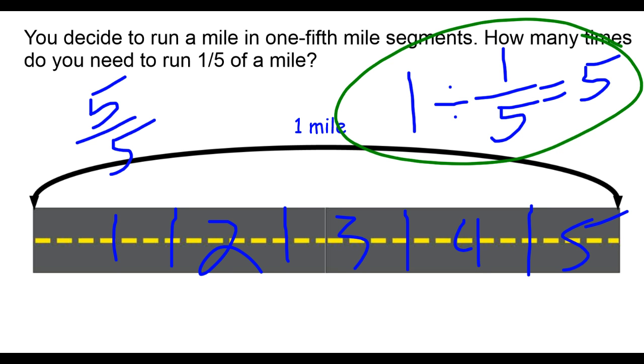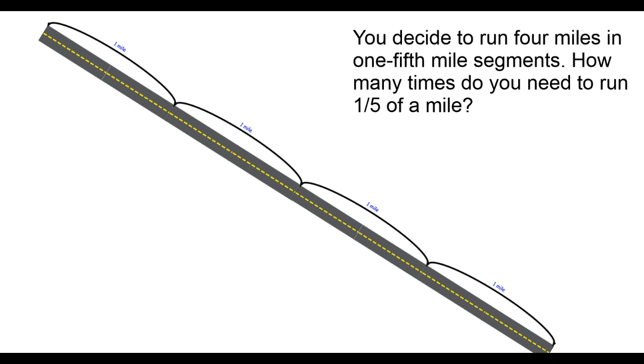And to see how this works in terms of a process we can use for any old division problem we have by unit fractions, we're going to think about not running 1 mile, but running 4 miles. So if you're going to run 4 miles in 1/5 mile segments, how many times do you need to run that fifth of a mile, not to make 1, but to make 4? Go ahead, pause the video, see what you can do with this, come back when you're ready to move on.